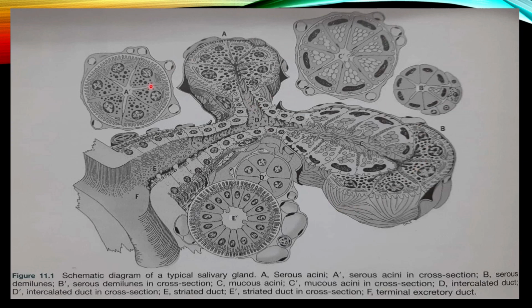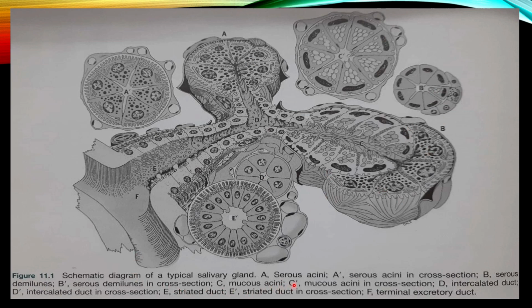This is a major salivary gland, and these are the cross sections. So, a schematic diagram of a typical salivary gland. A1 is the salivary serous acini, this is the cross section. Then B, the serous demilunes.